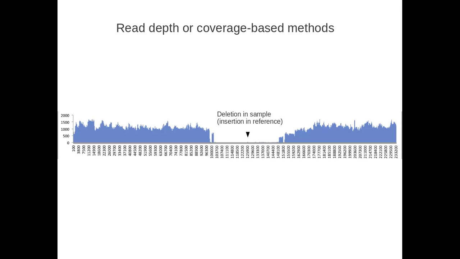So one of them is what we call read depth or coverage-based methods. And so you all are familiar here. We have read depth here on the y-axis, along some chromosome, and all of a sudden, if there's a deletion in a sample genome, the genome that we have sequenced, compared to the reference, when we map the reads back to the reference, the deleted region in the sample genome was never sequenced because it was missing, and therefore you have no read pileups here in the region of the deletion.